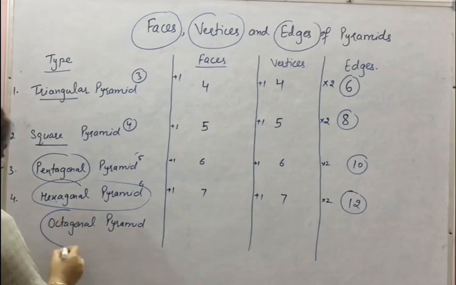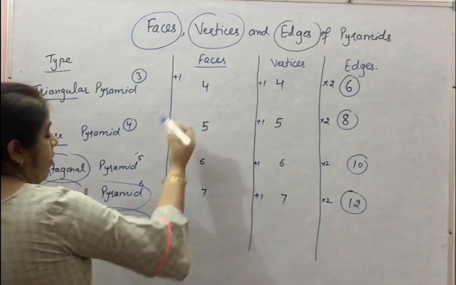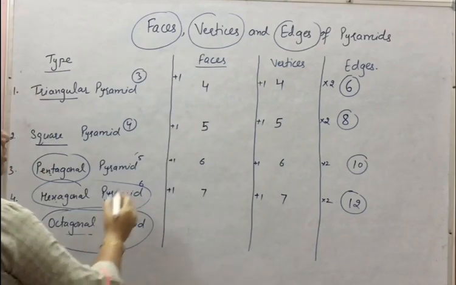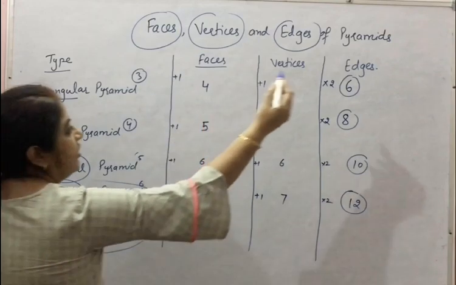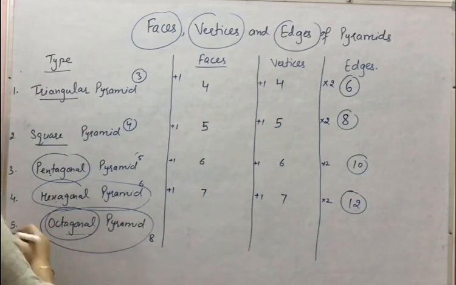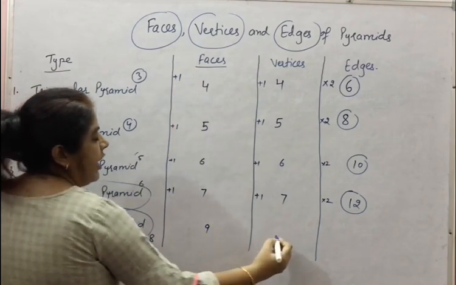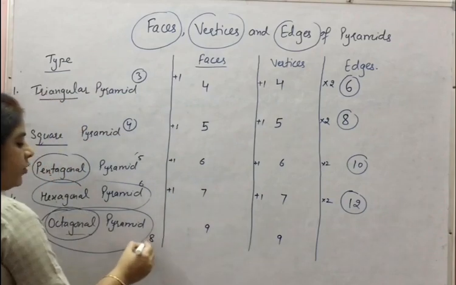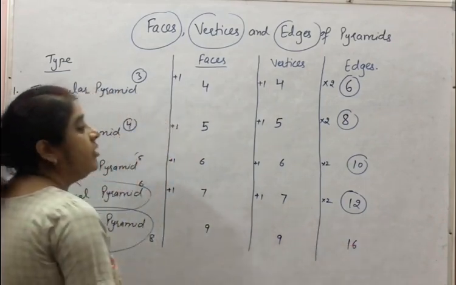Now you can go with the octagonal pyramid. One more than the number of sides of the base gives us faces and vertices, and twice of it gives us edges. So octagon means 8 sides at the base. So how many faces would it be? There would be 9, and vertices also 9, and twice of this is 16. So how many total edges would there be? 16.